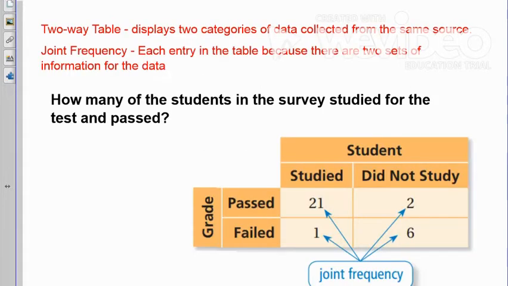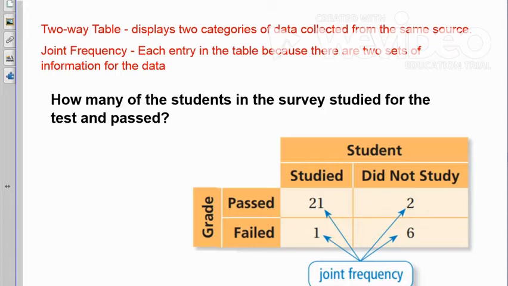So some vocab for you guys. If you want to pause the video right now so you can write down these vocab words so you have them. Otherwise, you can just look at them however you need to. But a two-way table displays two categories of data collected from the same source. This is different from a scatter plot because we're collecting two different types of information. Whereas in a scatter plot, we're comparing two things. But with a two-way table, we're actually comparing two different types of questions within the same source, okay, the same population, okay?